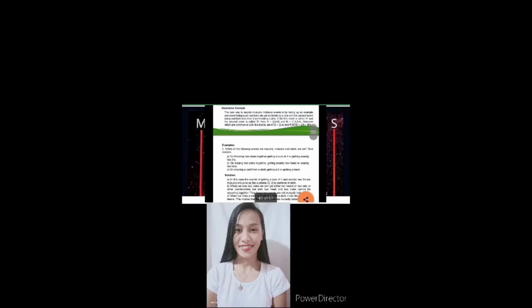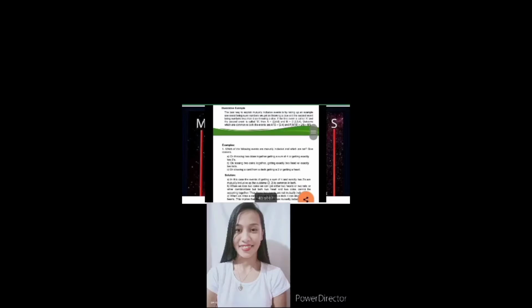Second example, on tossing 2 coins together, getting exactly 2 heads or exactly 2 tails. Solution. When we toss 2 coins, we can get either 2 heads or 2 tails or another combination, but both 2 heads and 2 tails cannot occur together. Thus, these 2 events are not mutually inclusive.